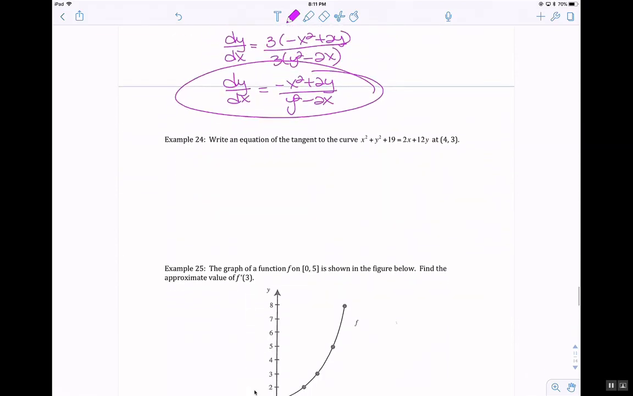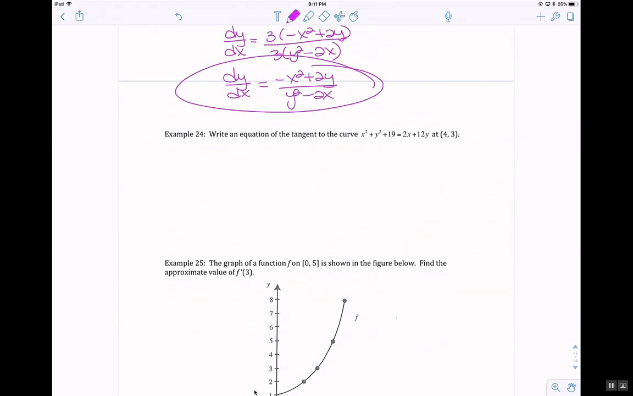Write the equation of the tangent to the curve at that coordinate point. So first take the derivative implicitly. So 2x plus 2y dy/dx. Derivative of 19 is 0. Derivative of 2x is just 2. Plus the derivative of 12y, which is 12 dy/dx.